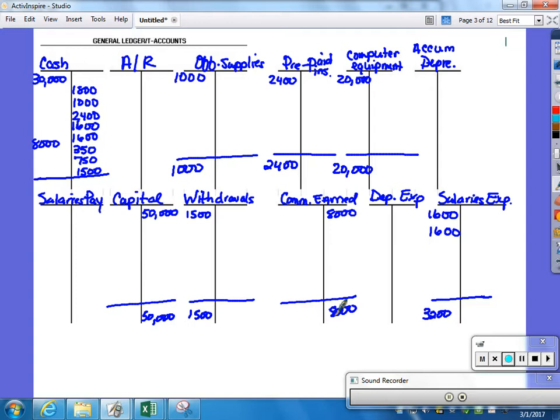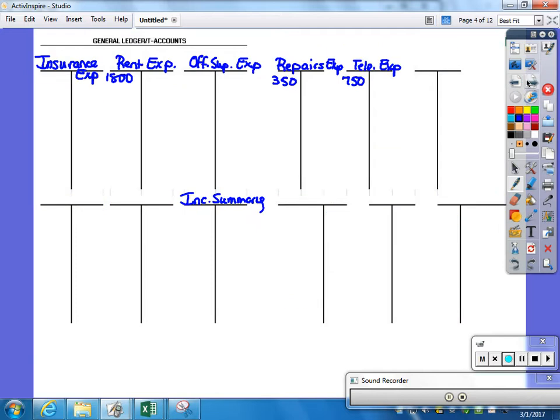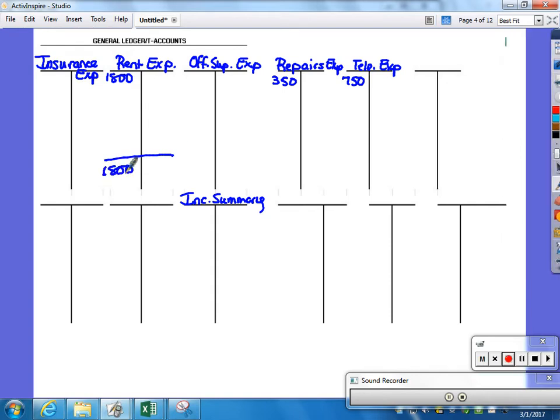Okay. The next page here. Okay. Insurance expense zero for now. Rent expense 1,800 on the debit side. Office supplies expense empty for now. Repairs 350 on the debit side. Telephone expense 750 on the debit side, and zero for income summary right now.